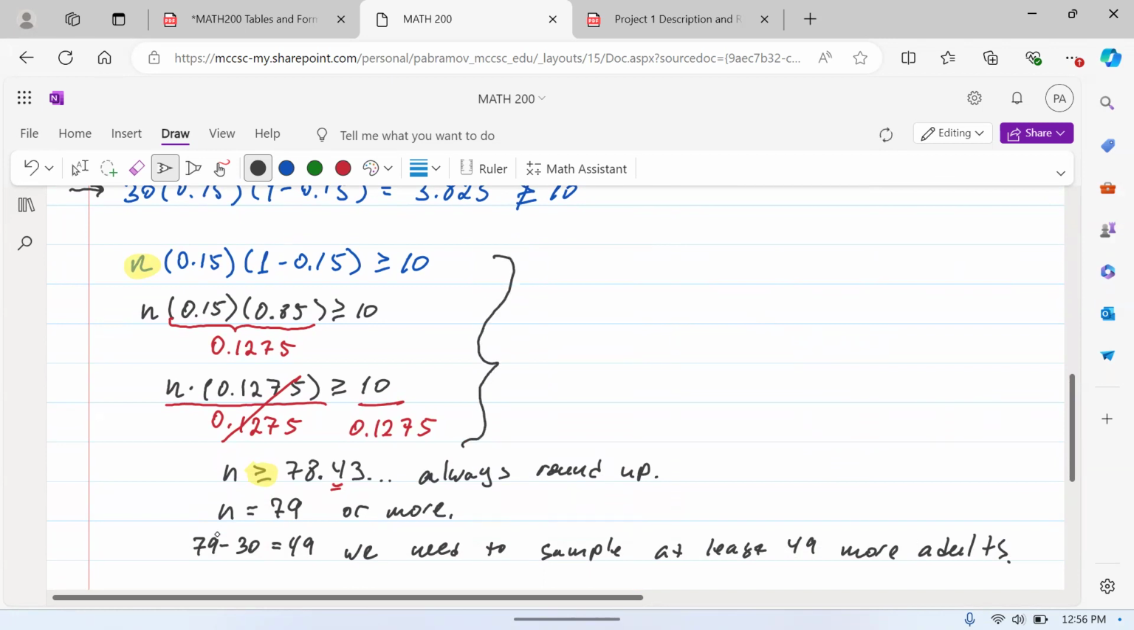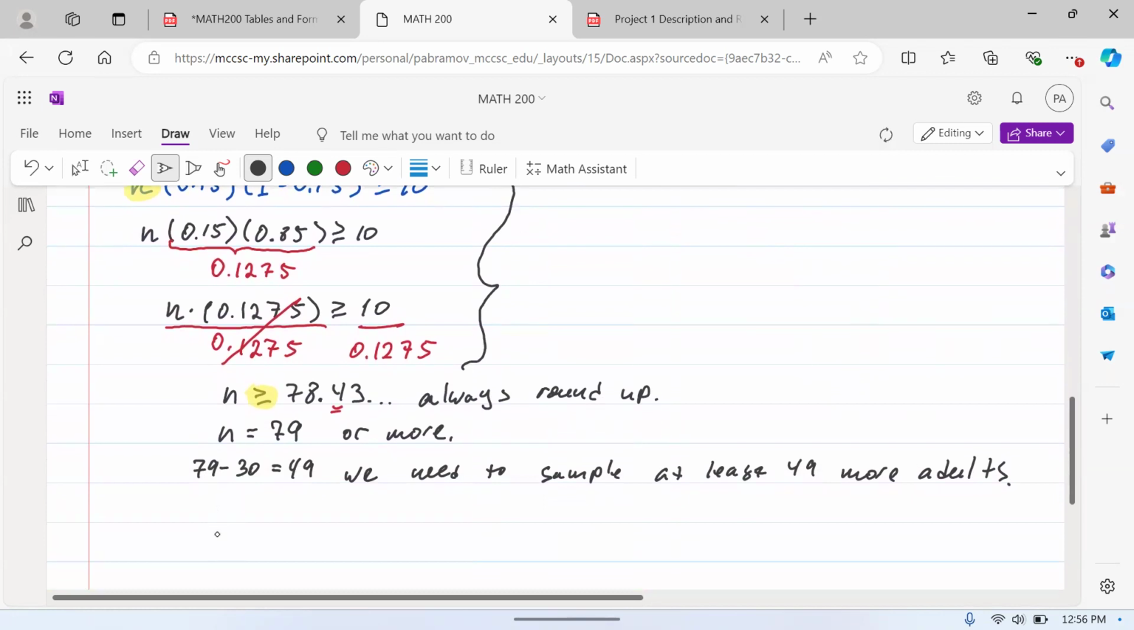And after that, there's another tricky part. We need to remember to round up, which was a problem on some of the answers. And finally, another tricky part is we're not asked what should be the sample size by itself. We need to know how many more people we need to sample. So that's why we're subtracting the sample size that we need minus what we already have. Remember, 30 is how many people were already sampled. So it's 49 more people that needs to be sampled.